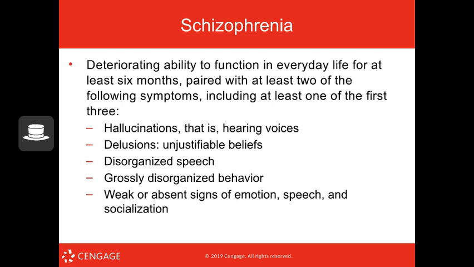Then we have delusions, which are unjustifiable beliefs. They can be paranoid delusions. They can be persecutory delusions, so somebody's out to get you. They can be bizarre or romantic or jealous. These are beliefs that people have about the world that are not true.